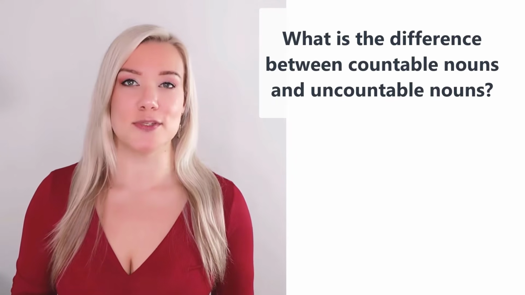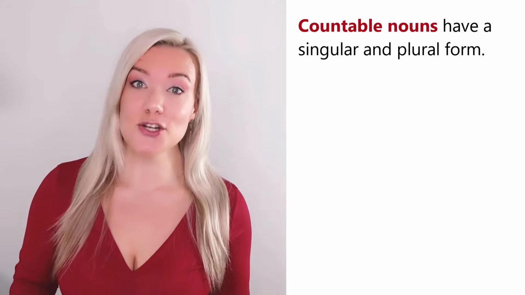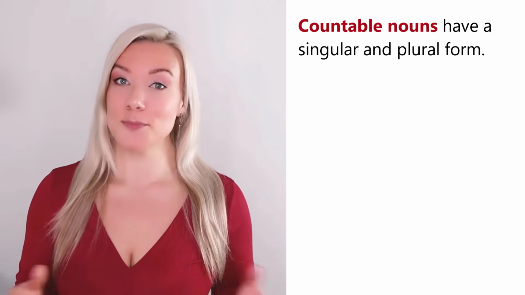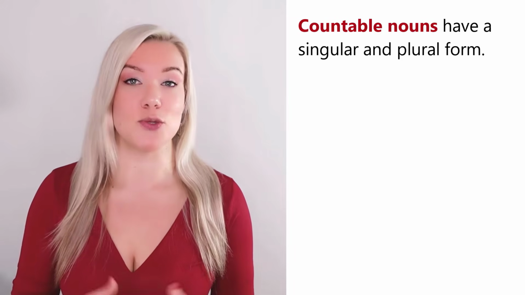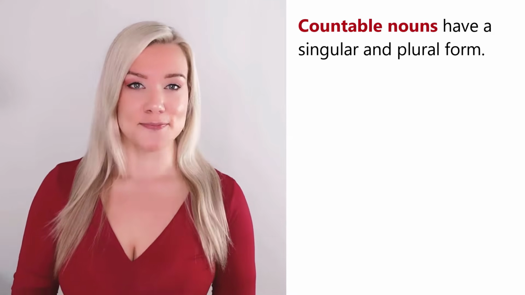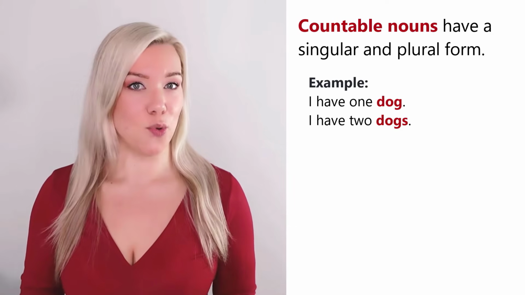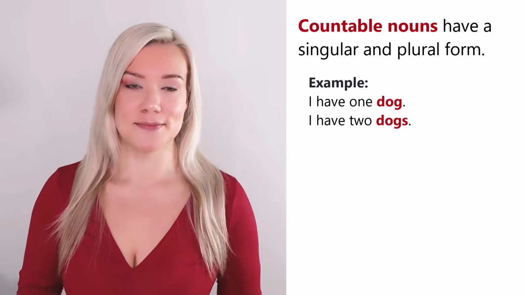First, we need to learn the difference between countable nouns and uncountable nouns. Countable nouns have a singular and plural form. In plural, these nouns can be used with a number, which is why they are called countable nouns. For example, we could say, I have one dog, or I have two dogs.